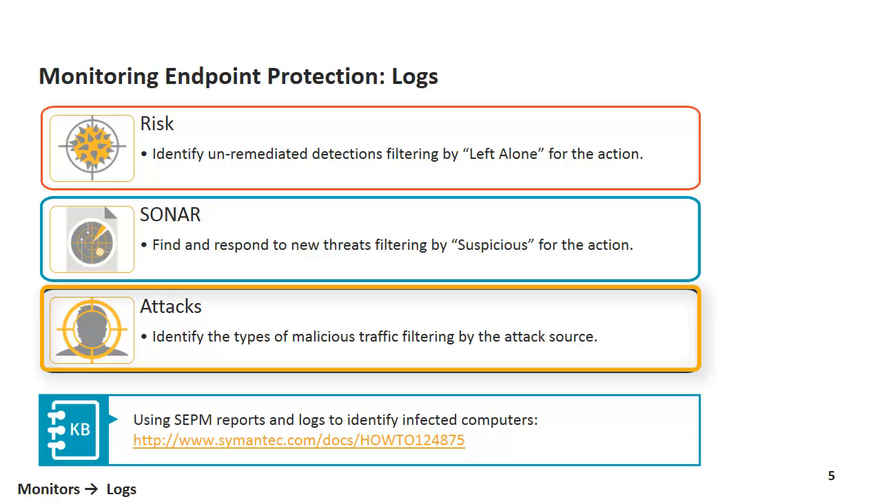If you know the attack source for the infection, you can create a filter to identify malicious traffic in the environment and the targeted endpoints. Examples of malicious traffic include port scans or communicating with a command and control server. For more information on this topic, see the KB on the screen.